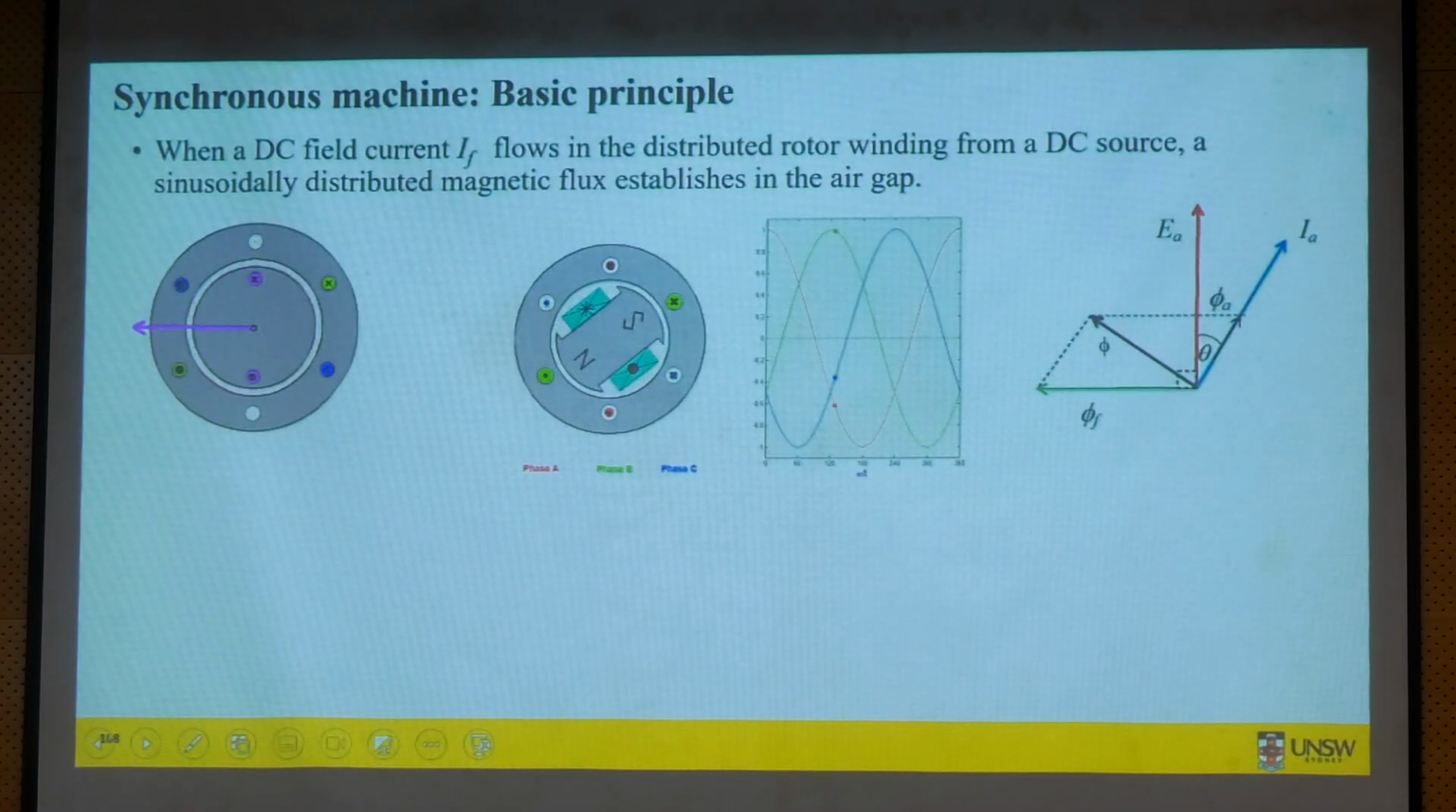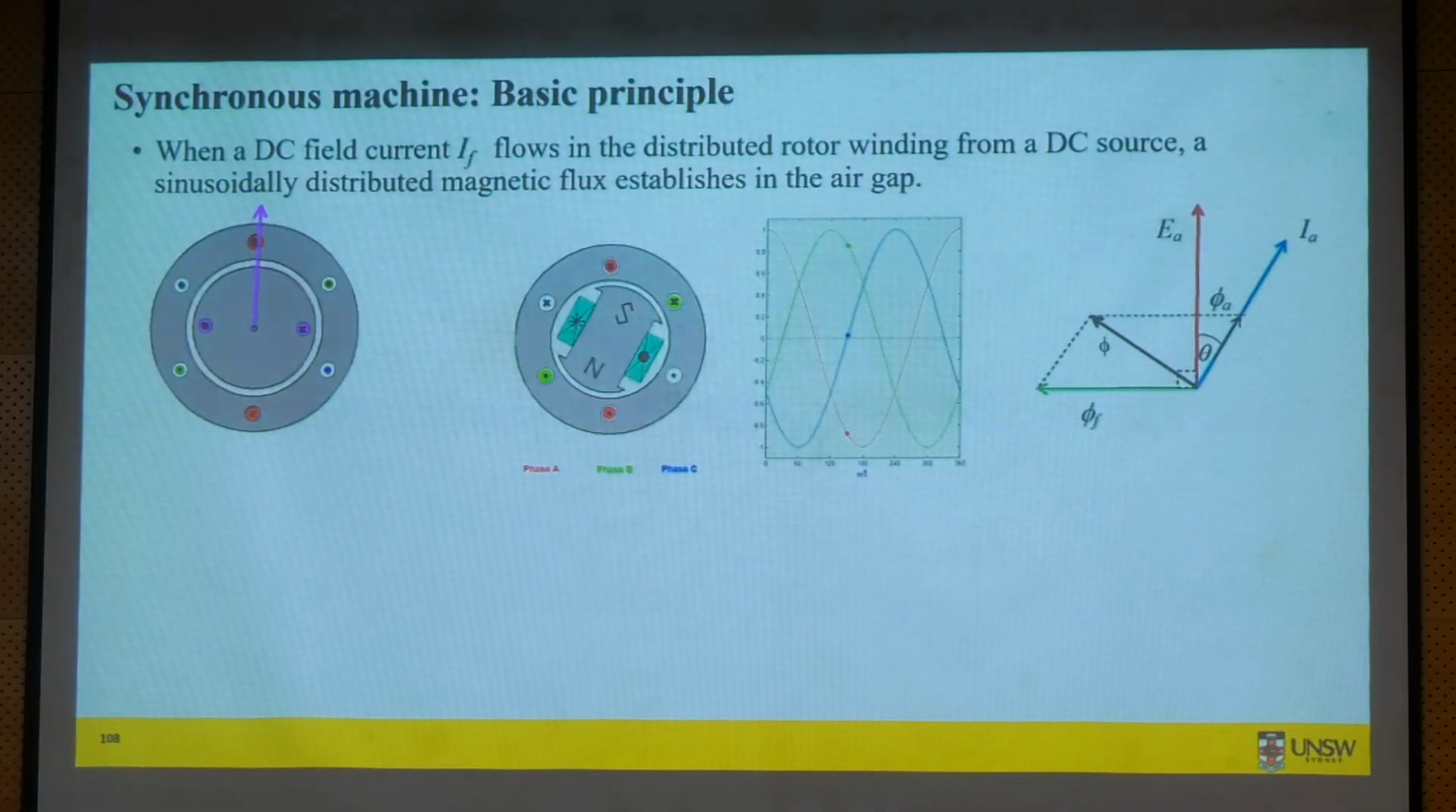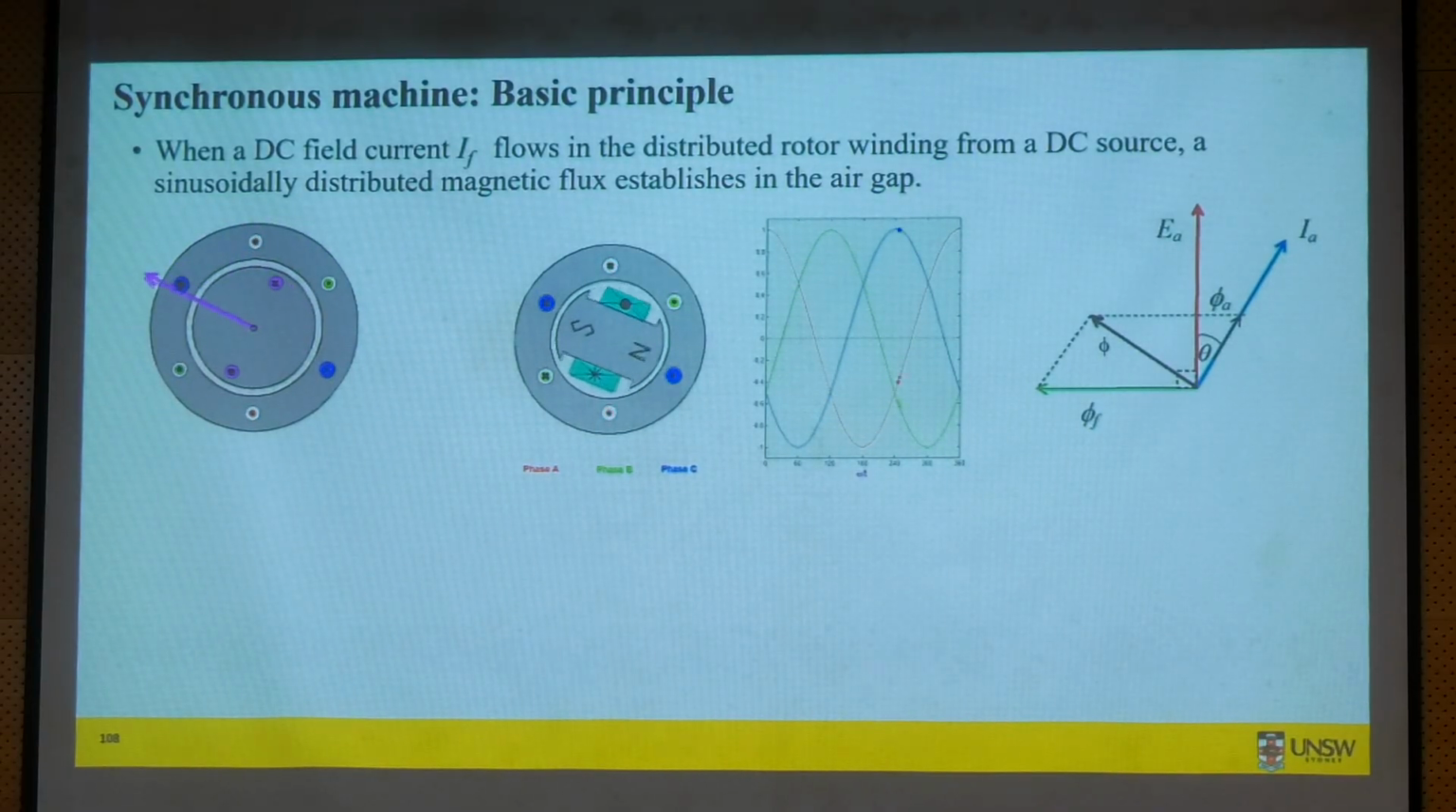So now let's put the rotor in. If we have the rotor rotating, we will have the induced EMF, right, from Faraday's law in your stator.